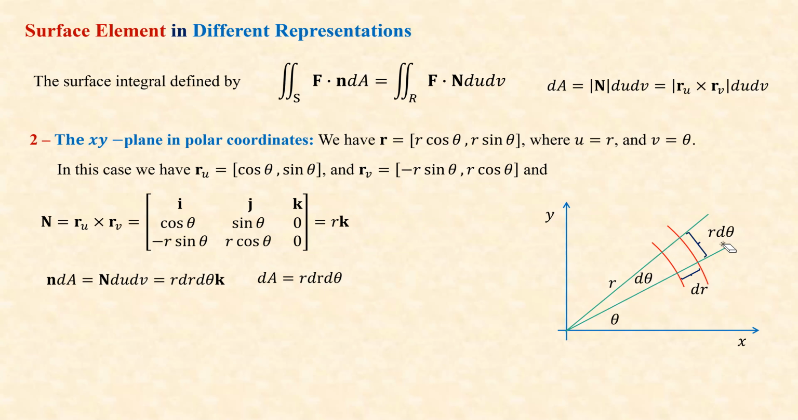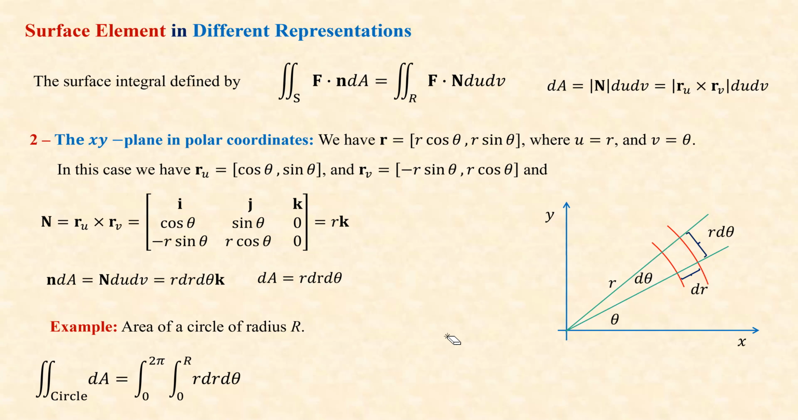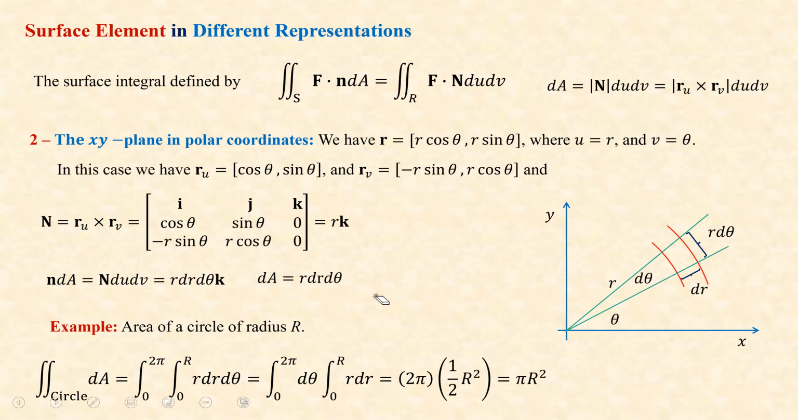And we can use that area element to calculate the total area of a circle. The area of a circle of radius r is the double integral over the circle of dA. If you do that, it becomes the double integral of r dr d theta, where r goes from 0 to r, theta goes from 0 to 2 pi. Then you separate these two integrals: the integral of d theta becomes just 2 pi, and the integral of r dr becomes r squared over 2. So 2 pi times one half r squared becomes what? Pi r squared, which is the area of the circle. So that shows that this area element is correct and comes from this procedure.